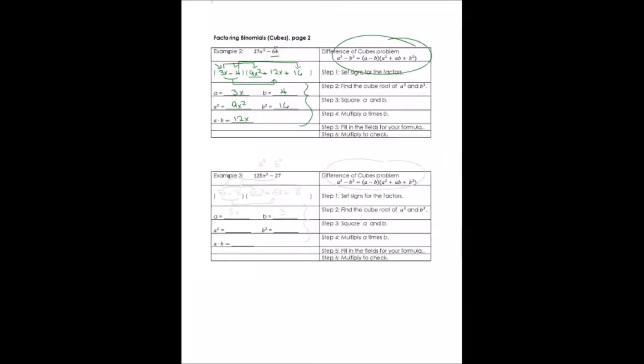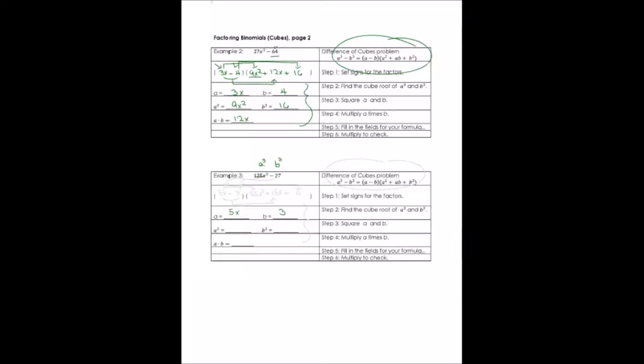First, check. Are they perfect cubes? What's the cube root of 125x cubed? Well, 5 is the cube root of 125, and x is the cube root of x cubed. What about the b term? Remember, this is the a term, this is the b term. The b term, the cube root of 27, is really going to be 3. Remember, this is a cubed and b cubed, right?